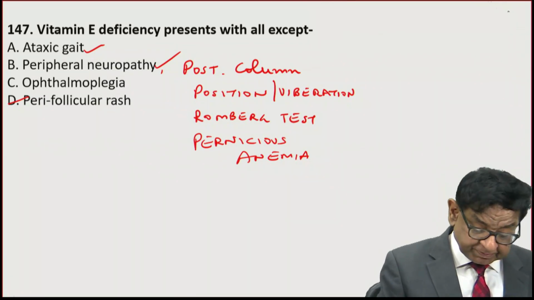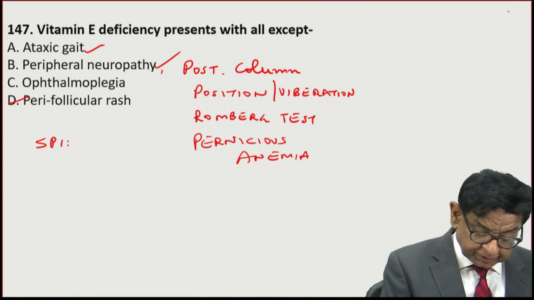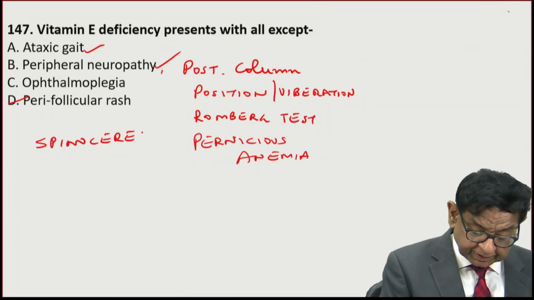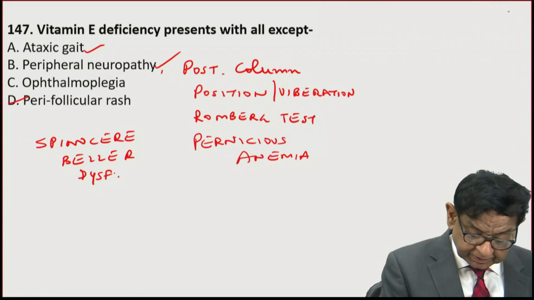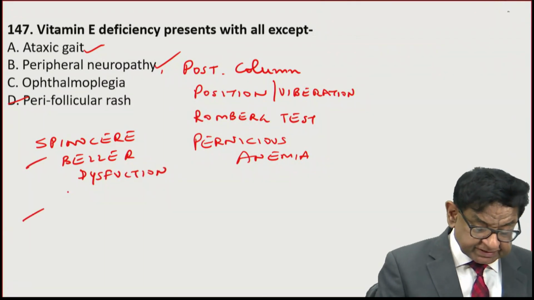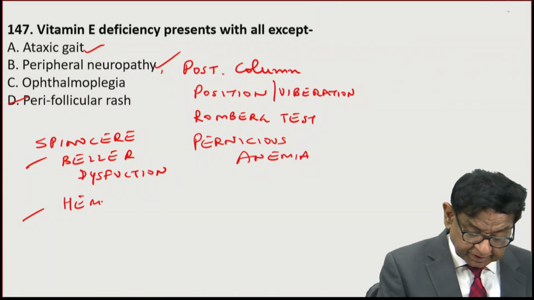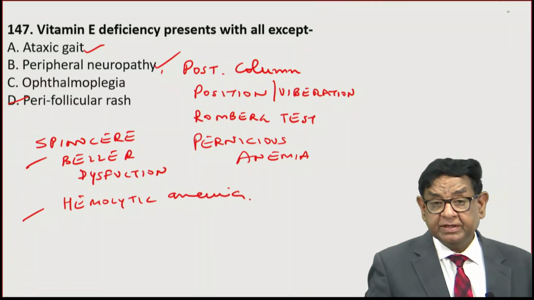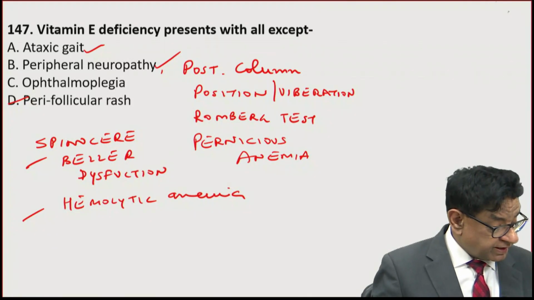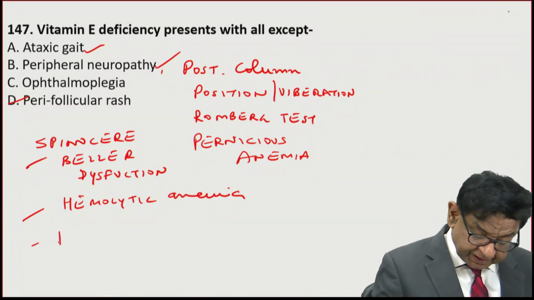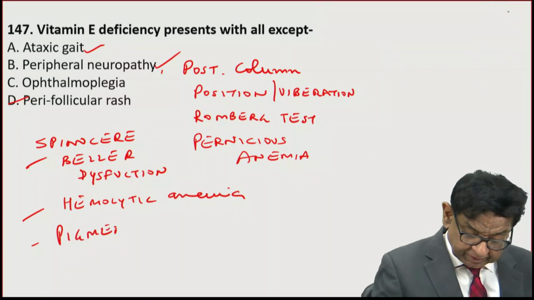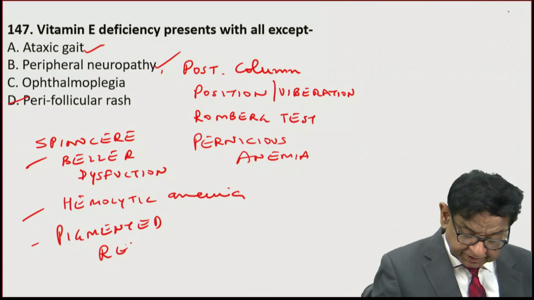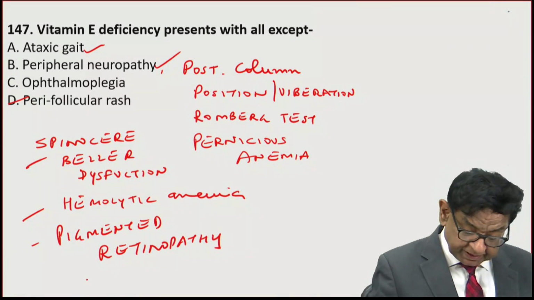What else occurs in this patient? They also have spinocerebellar dysfunction. Vitamin E deficiency can also lead to hemolytic anemia. Okay, and classically it leads to pigmented retinopathy. Okay, it also leads to myopathy.